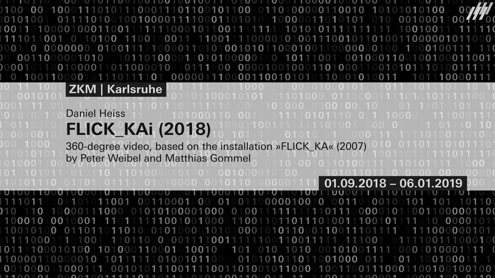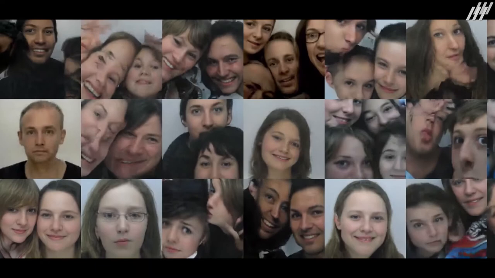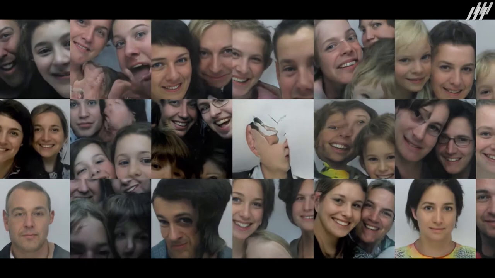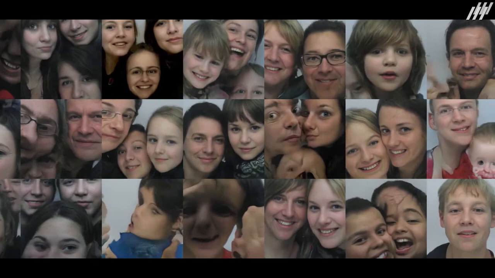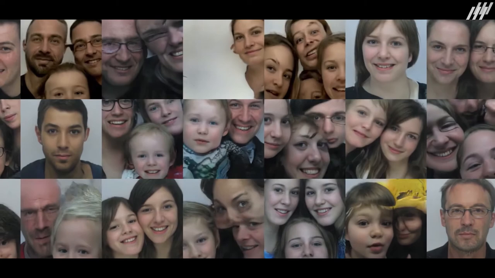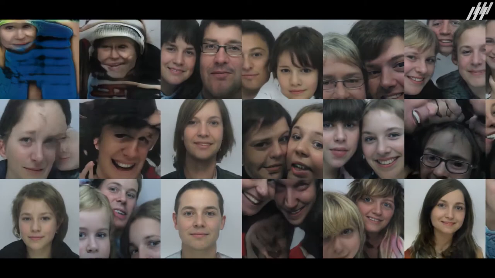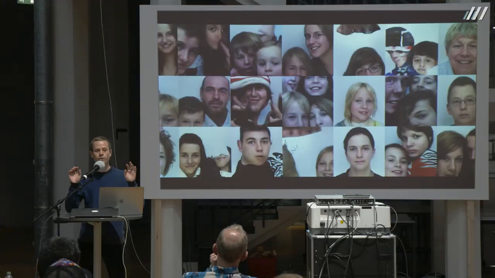For Flickr AI, Daniel Heiss used quite a powerful image data set, which was developed here at the ZKM. There are more than 50,000 images which were taken by ZKM visitors in a photo booth in the entrance hall. This work is loosely based on Flickr AI by Peter Weibel and Matthias Gommel. All of the faces you can see in the background are generated by the artificial intelligence. This work currently runs on the huge projection wall on the ZKM cube.